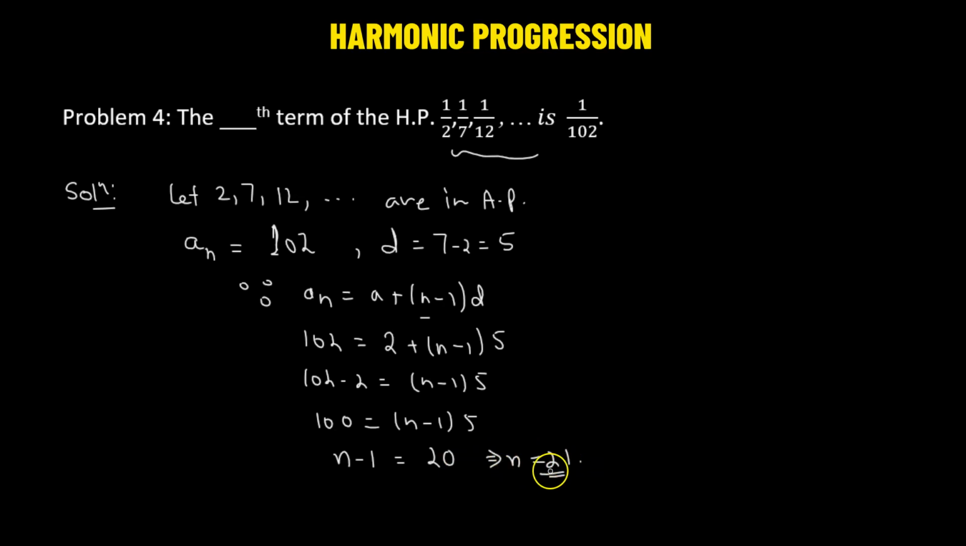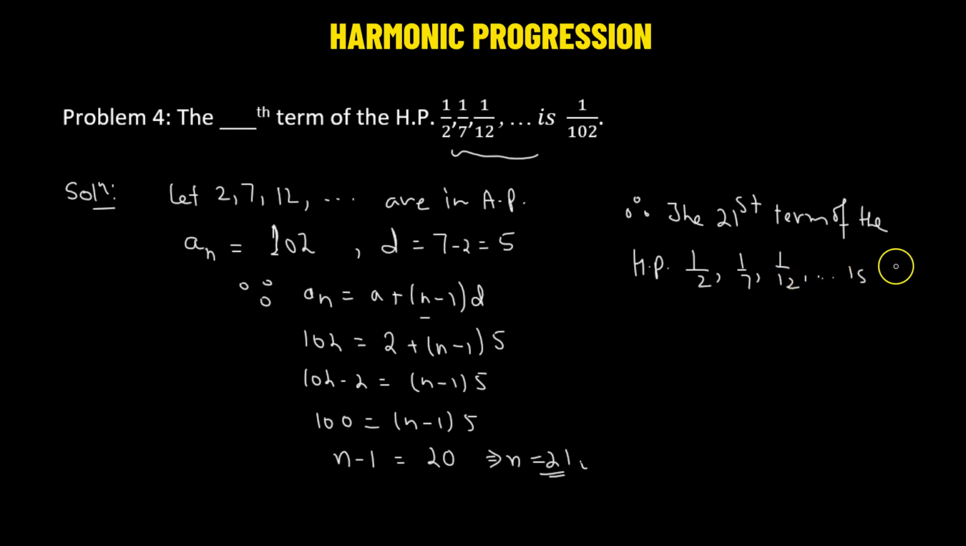Now this n value, we don't have to worry about it. We don't have to take any reciprocal here. So the number of terms is going to be the same for the HP as well. So that means we can say the 21st term of the harmonic progression 1/2, 1/7, 1/12 is going to be 1 over 102. Fine.